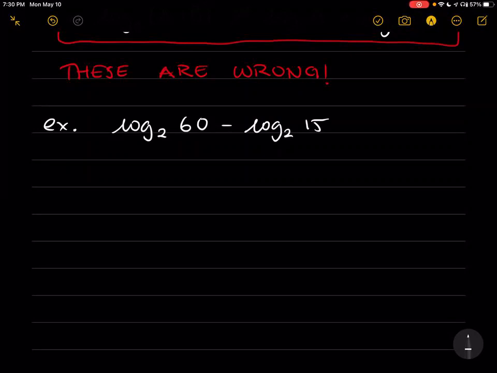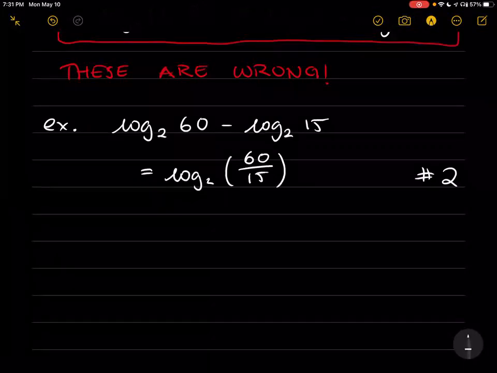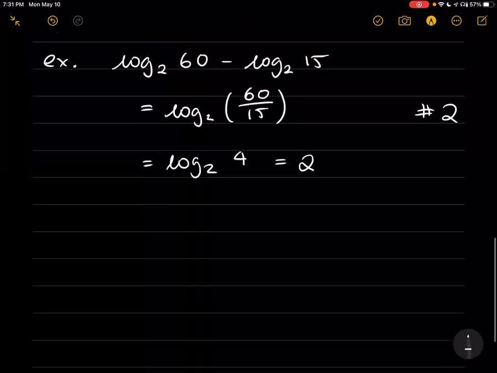So we can use law number 2 to write this as log base 2 of 60 divided by 15. I know what 60 divided by 15 is. That is just 4. Log base 2 of 4 is going to be 2, because 2 raised to the 2 power is 4. So look at that. We used the law of logarithms to simplify that. Okay, cool. Let's look at another example.